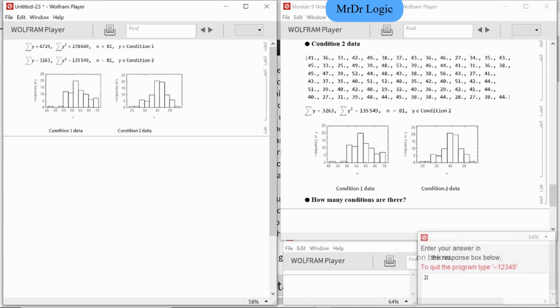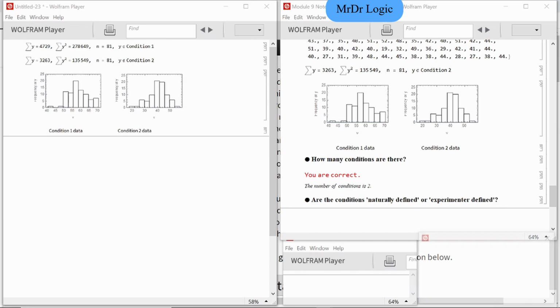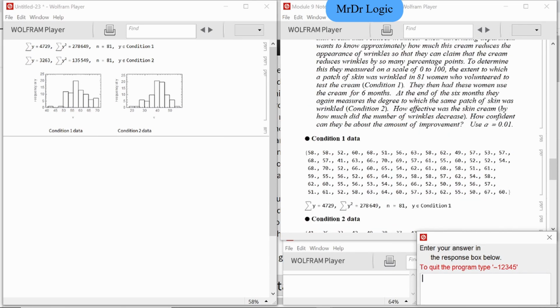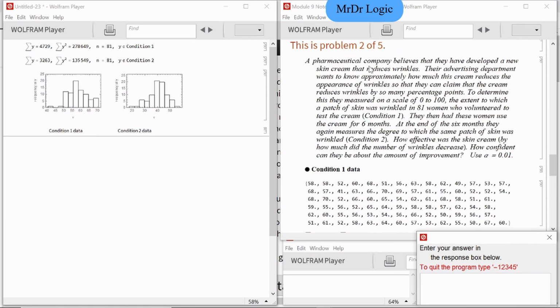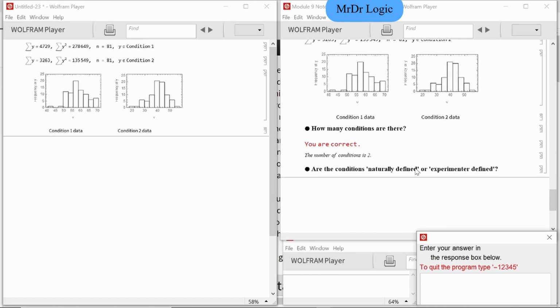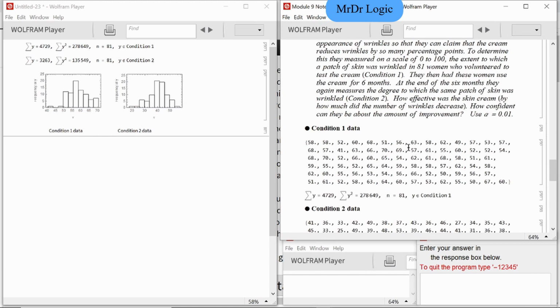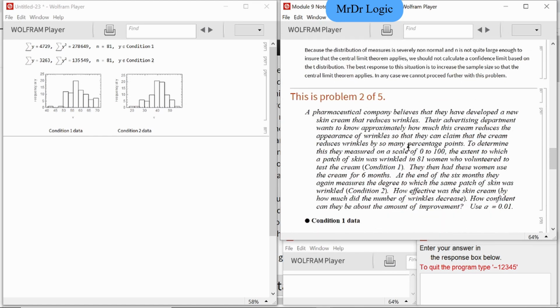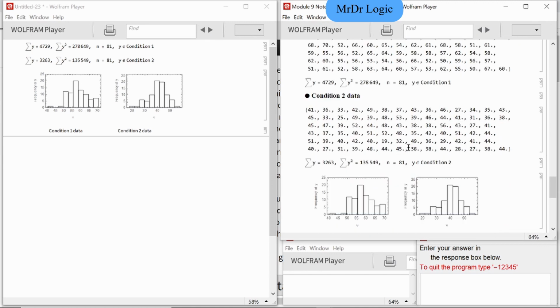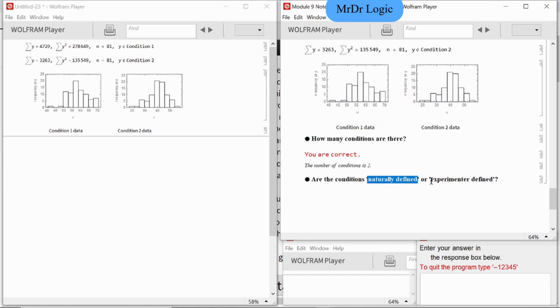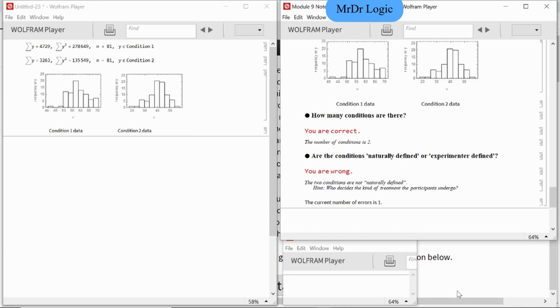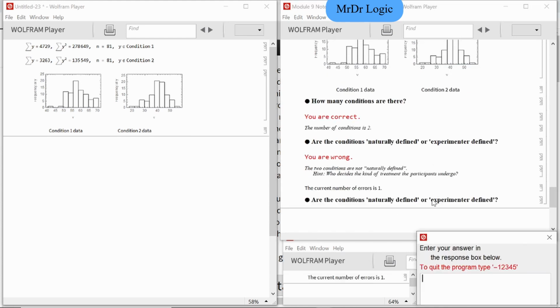How many conditions are there? There are 2. Naturally defined or experimentally defined. New cream, the advertiser knowledge, wrinkles, cream. Sounds weird. Okay, it is weird. Wait a minute. I have reason to believe this is experimentally defined, but if this is naturally defined, I swear, no taking chances. Okay, there we go.